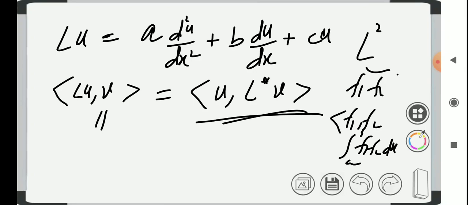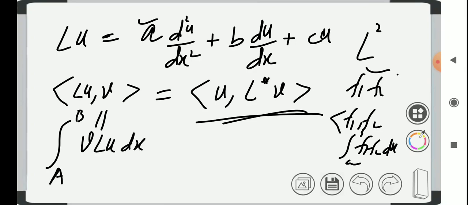So the inner product of Lu with v will simply be the integral from, let me choose the limits to be a to b, because already we are using small letters here. So it will be simply the integral of v with Lu dx. We will try to compute this integral, and from that we will extract the definition of L star v.